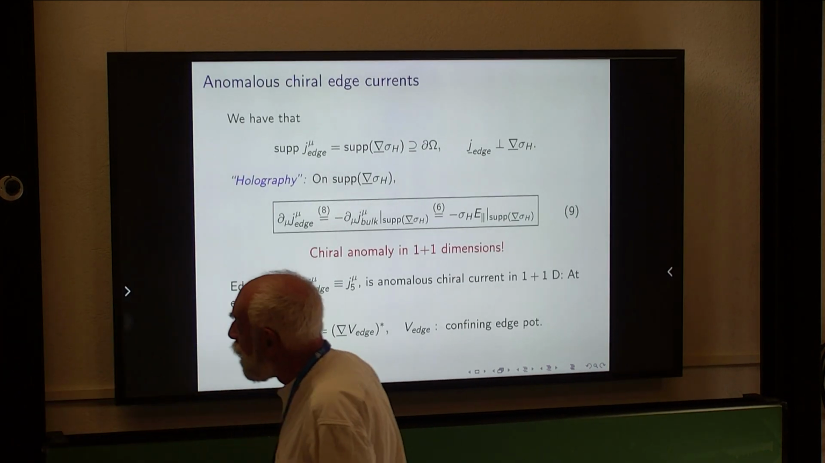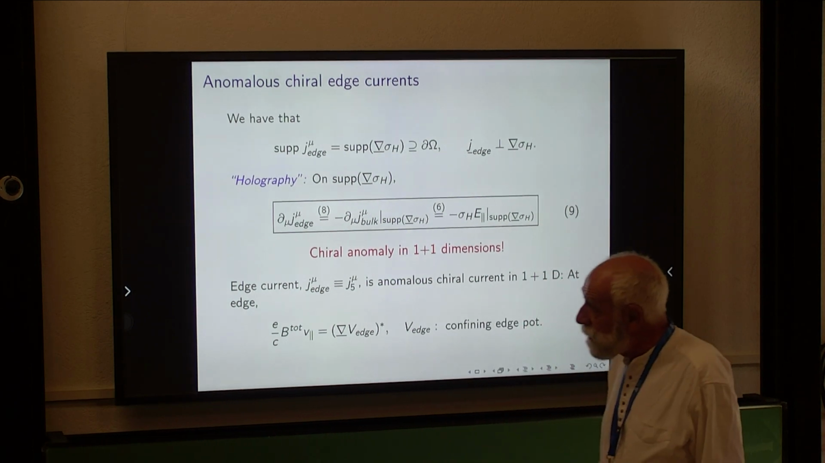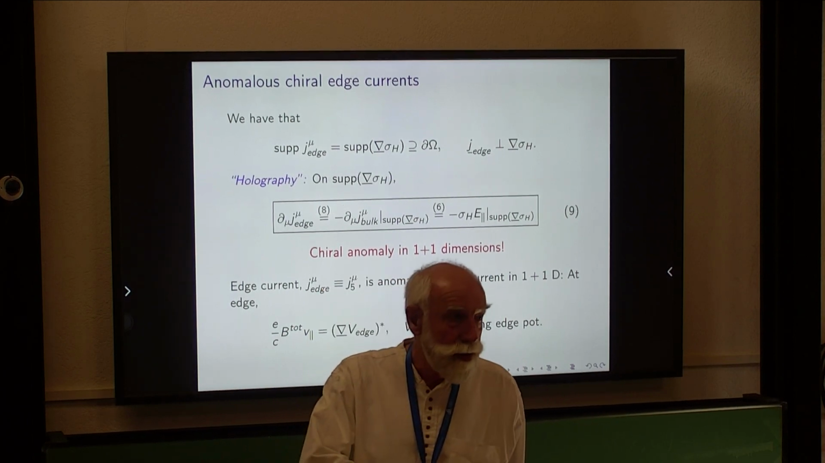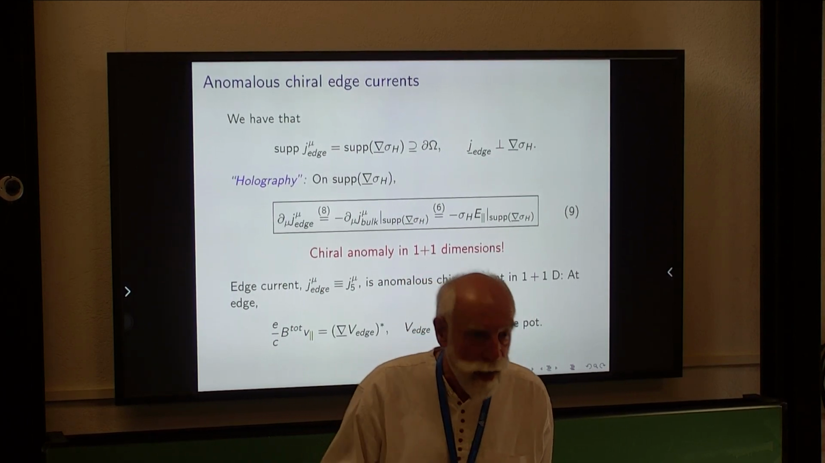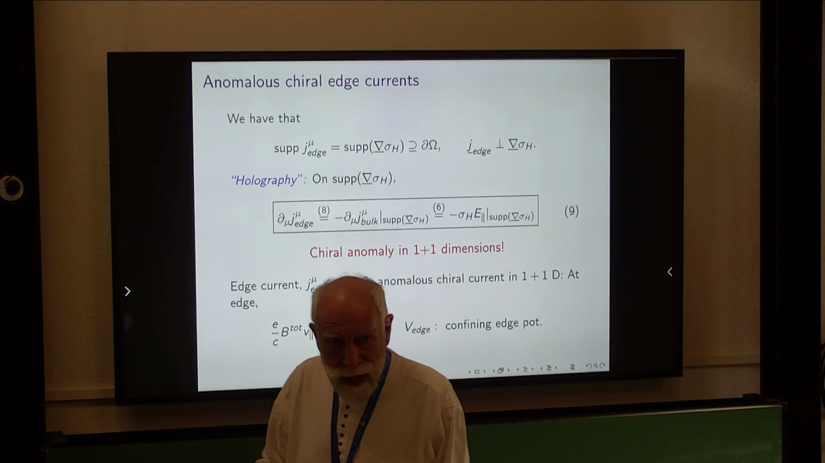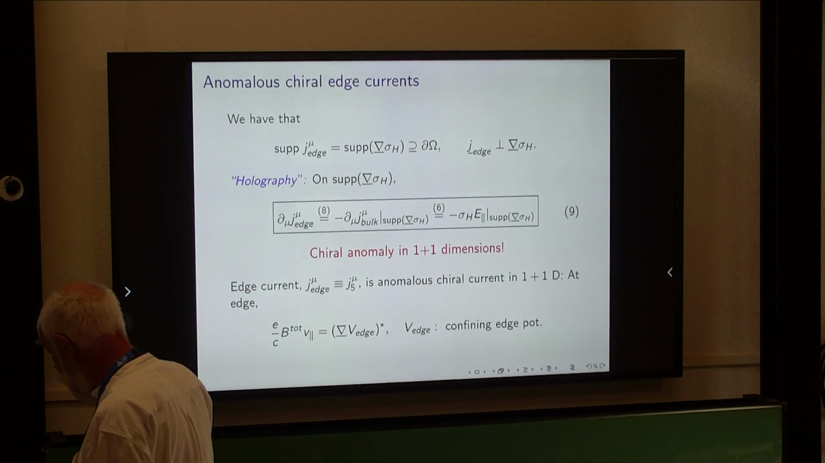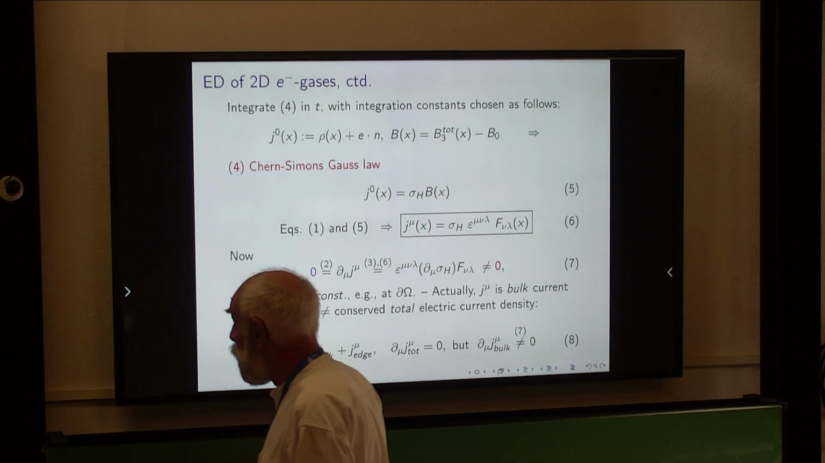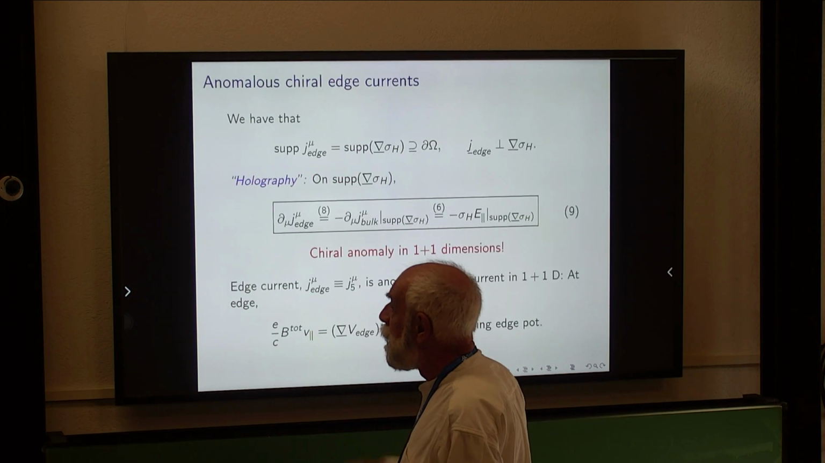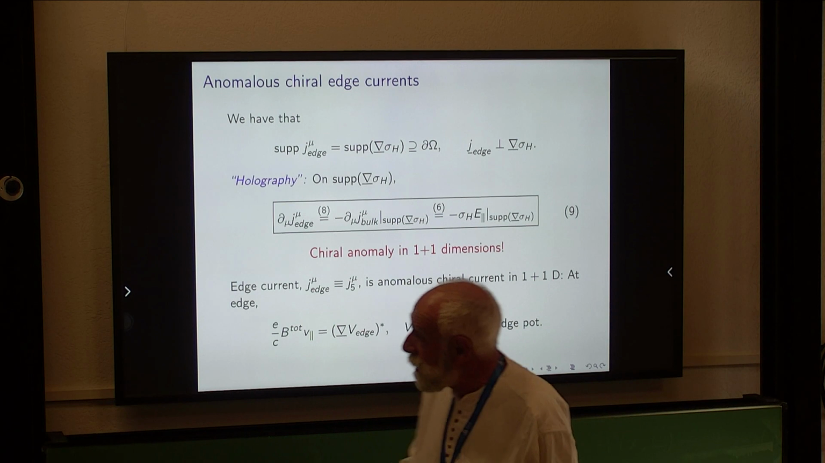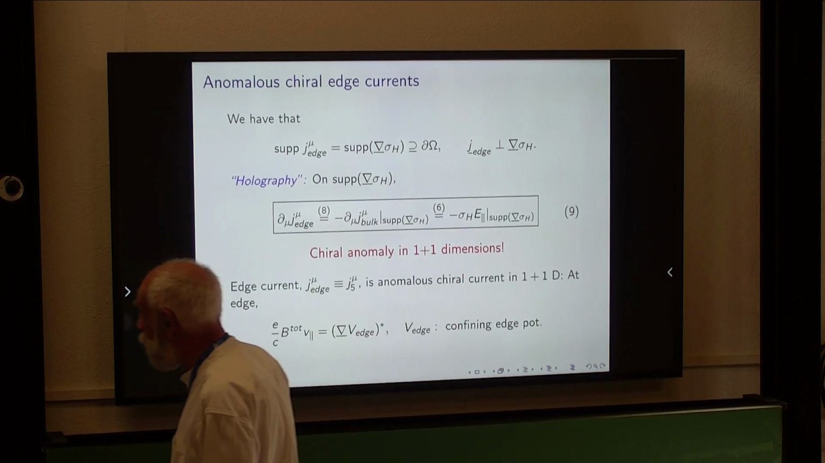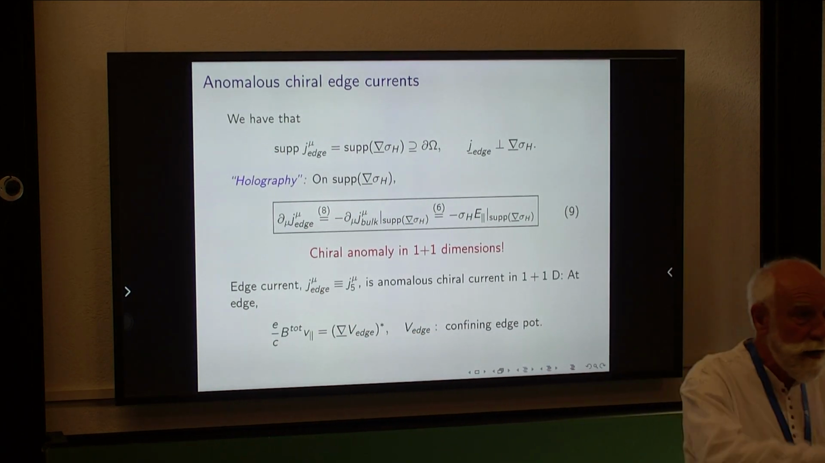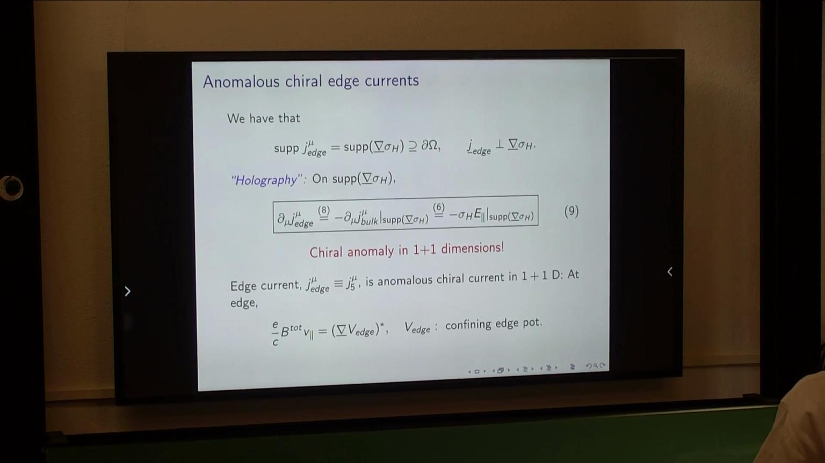All right. So the edge current has a support wherever the gradient of sigma h is supported, and it is perpendicular to the gradient. It flows along the edge. And so from the previous equation, the right-hand side of 7, I find out that the divergence of the edge current equals minus the divergence of the bulk current, which is minus sigma h times the electric field, the component along the edge.